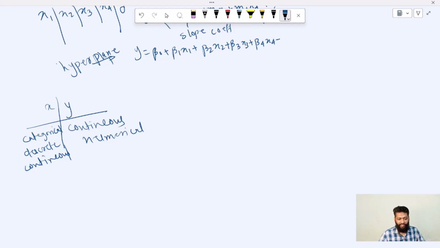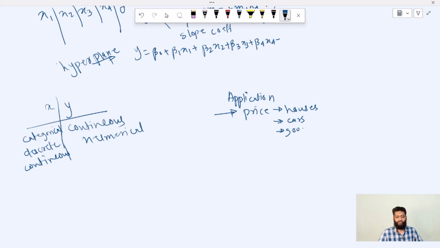Now let's discuss the applications. In which scenarios are we going to use it? Suppose we want to predict the prices of houses in the real estate market, at that time we can use linear regression. So the price of houses, or the prices of cars or prices of any goods. If we have the historical data of those goods or cars or houses, we can use linear regression.